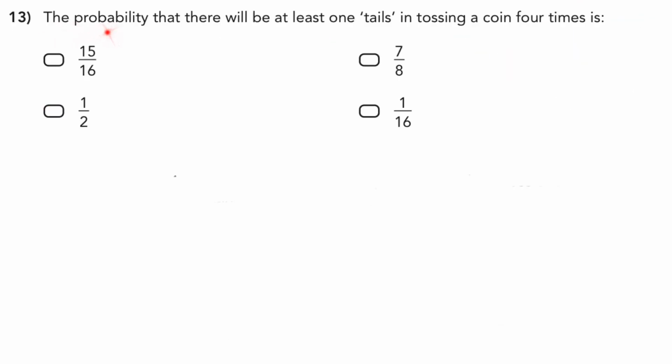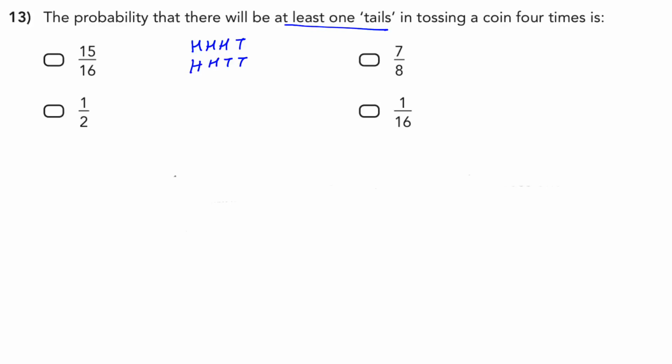Now we have a probability question. And the question is the probability that there will be at least one tails in tossing a coin 4 times is. You can either do the tree diagram, but it will be very lengthy. It's better if you understand what they want. So if you are having at least one tail, it means you can have 3 heads and 1 tail, 2 heads and 1 tail, or 2 tails. It can be 1 or more tail.